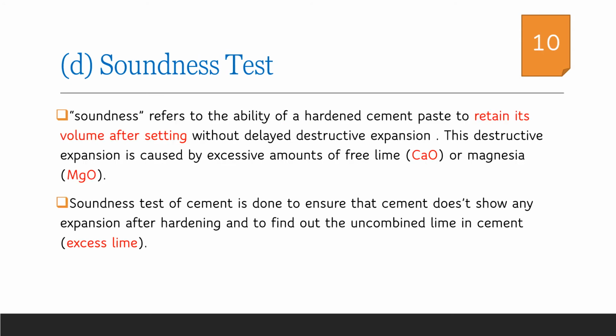Soundness of cement refers to the ability of hardened cement paste to retain its volume after setting without delayed destructive expansion. Thus, delayed destructive expansion is caused by the excessive amount of free lime or magnesia. Soundness test of cement is done to ensure that cement does not show any expansion after hardening and to find out the uncombined lime in cement.